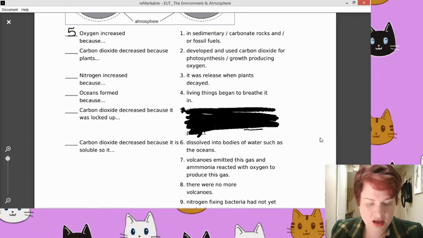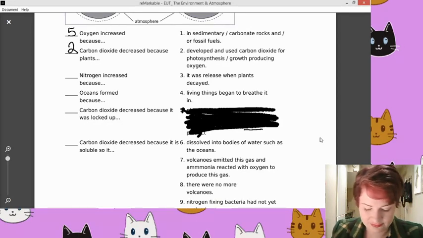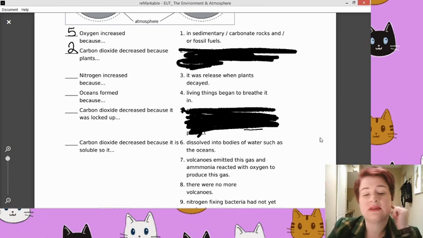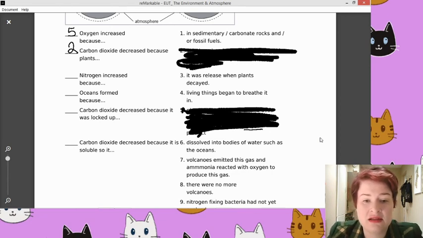Okay. Carbon dioxide decreased because plants, I know this looks like a better match for number two. Plants developed and used carbon dioxide for photosynthesis, growing, producing oxygen. Yep, I like number two for that one. Scribble out number two because I've used that now. Nitrogen increased because, now I did say we didn't necessarily have to talk about nitrogen, but hey ho, let's have a look.